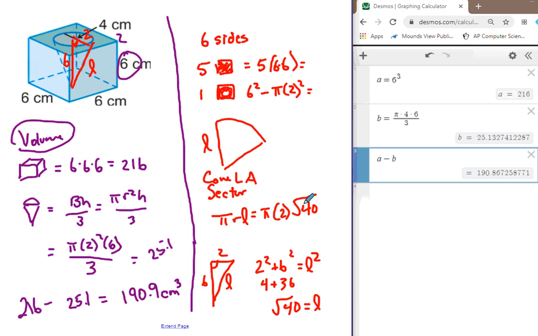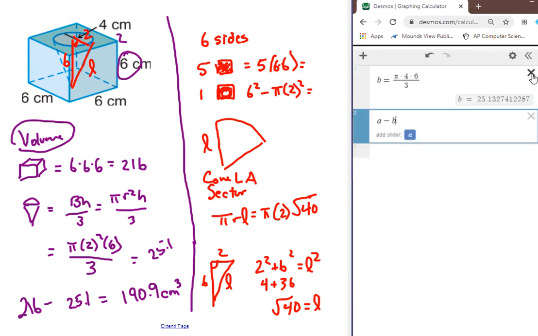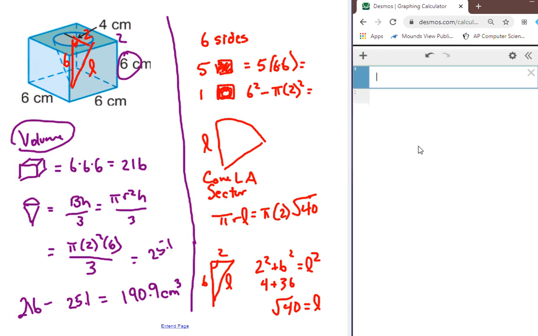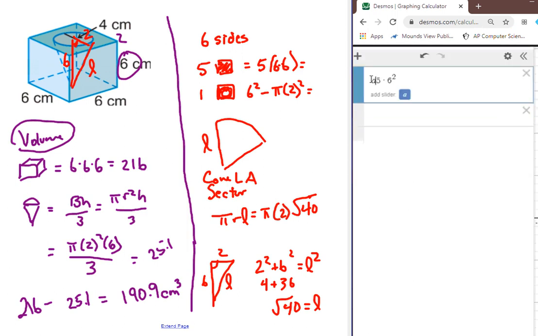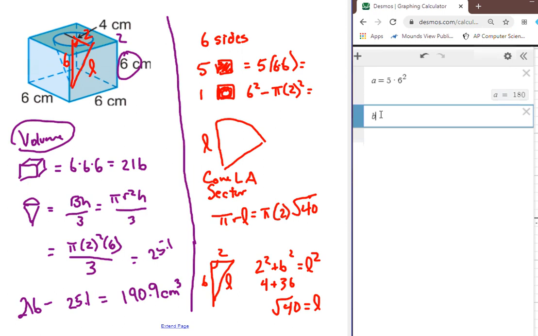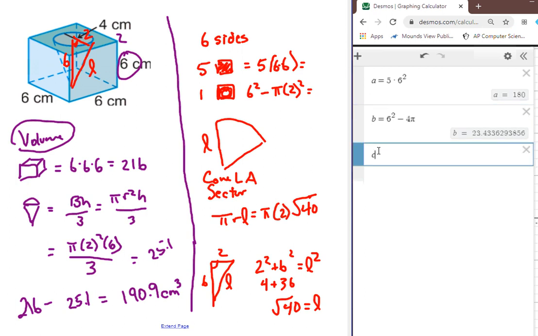And now I'm ready to grab all those answers and get a final answer here. So I have those 5 sides that have nothing cut out. That's the first one, and we'll call that one A. And then our next side is a square with a circle cut out. So we've got 36 minus pi times 2 squared, and that's just 4 pi. And then our last one is that sector, where we have pi times the radius times the square root of 40.